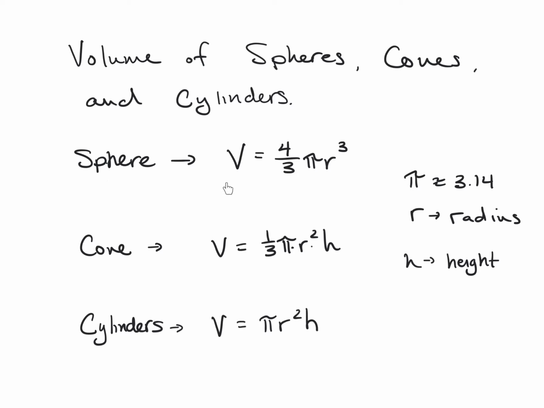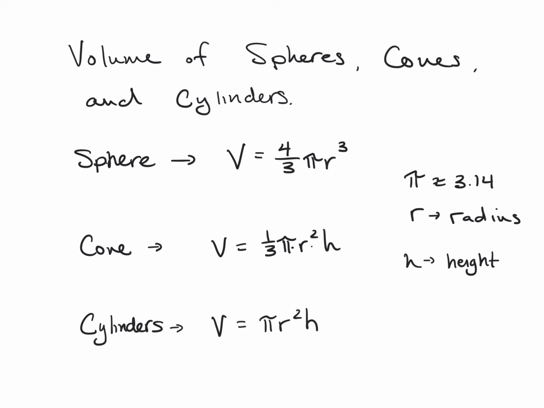So for a sphere, this V stands for volume, so volume equals, and this number 4/3, I want you to know, is always there. You will always use 4/3 for a sphere. You will never use any other number besides 4/3, so always write 4/3. The volume of a sphere is written as 4/3 pi r cubed.